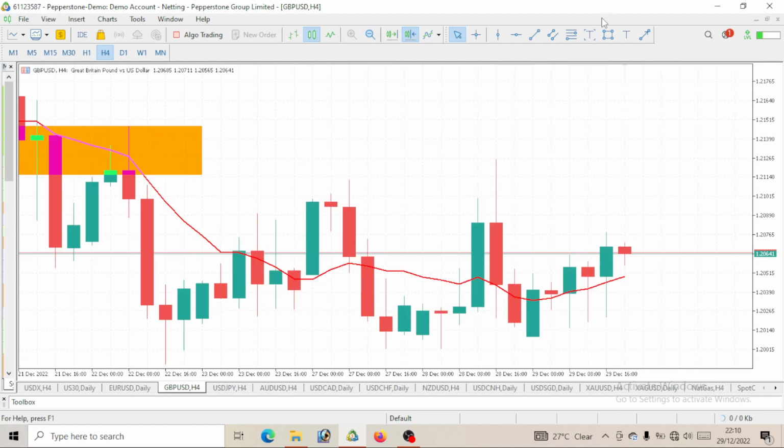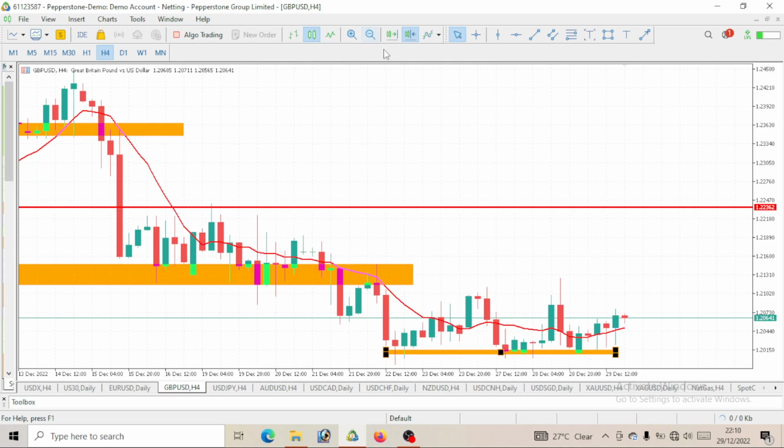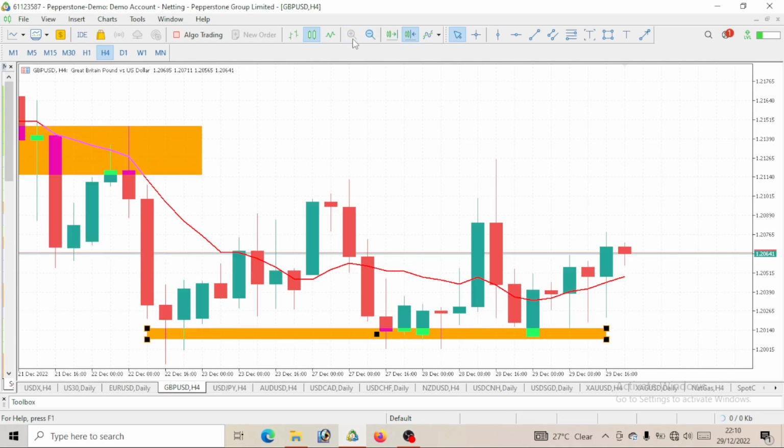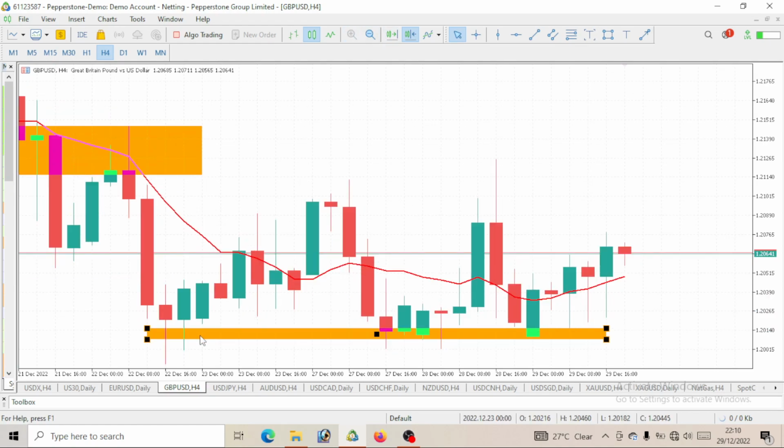So you can see that price has rejected here, one, rejected here, two, rejected here, three times, kind of like a triple bottom has been made on this GBPUSD. You can see it like a support level on the 4-hour time frame. So we can see that price has rejected once, twice, three times.